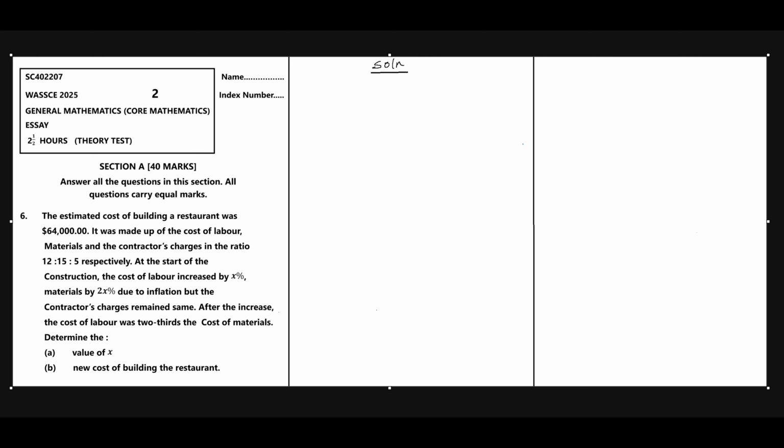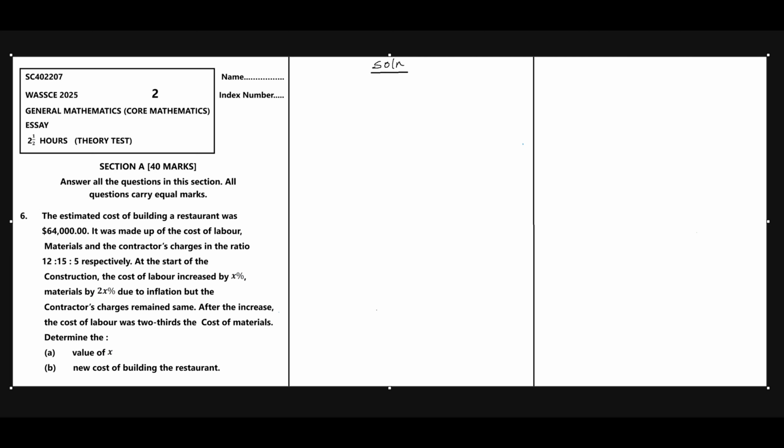But then the contractor's charge still remained unchanged. So after the increase, the cost of labor was two-thirds the cost of materials. So we have to determine A, the value of X, and then B, the new cost of building the restaurant. So this is a question under application of ratio and proportion. At the same time, we have to apply percentages and some algebra.